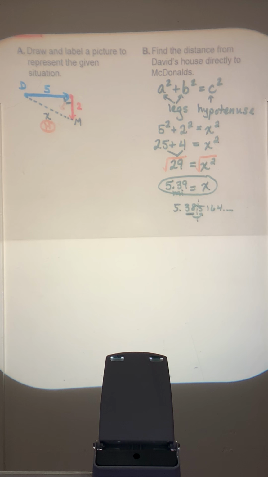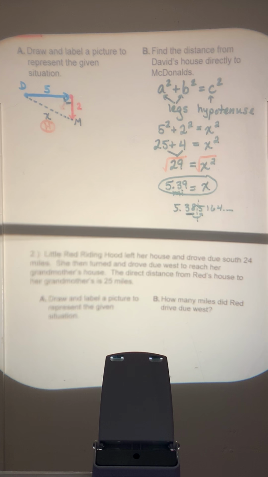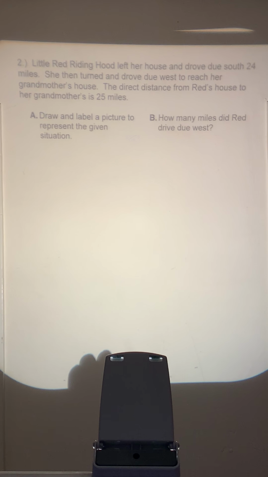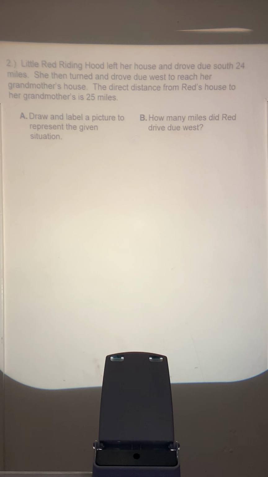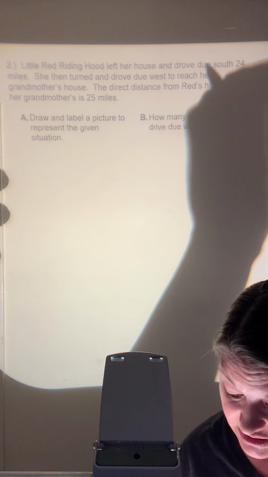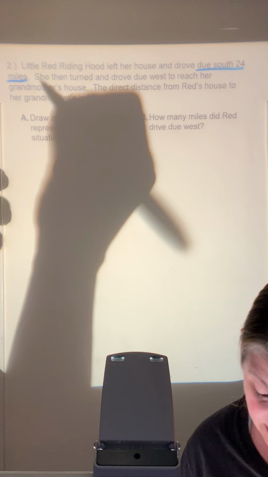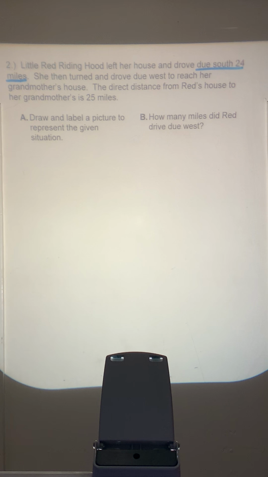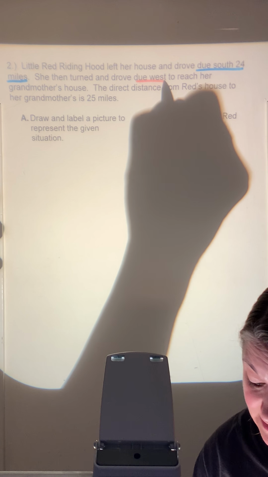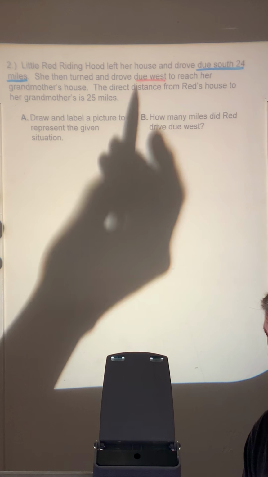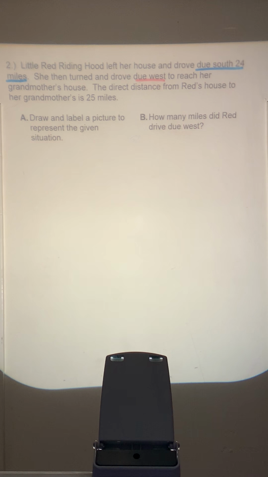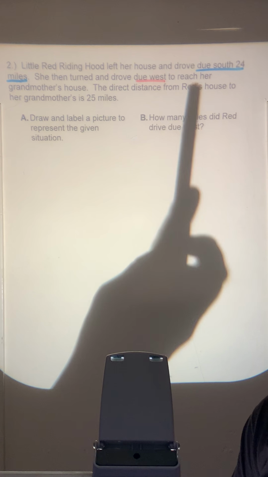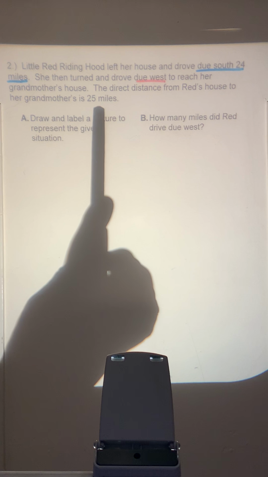All right, let's do one more example with that. If we move on to the next problem, now we're talking about Little Red Riding Hood. Little Red Riding Hood leaves her house and drove due south 24 miles. She then turned and drove due west to reach her grandmother's house. Notice that they didn't give us miles there. They just say due west. The direct distance from Red's house to her grandmother's house is 25 miles.